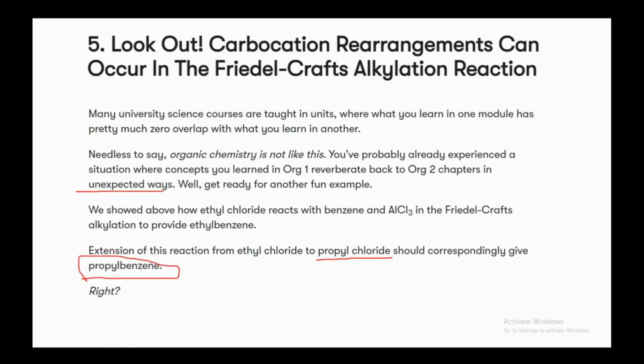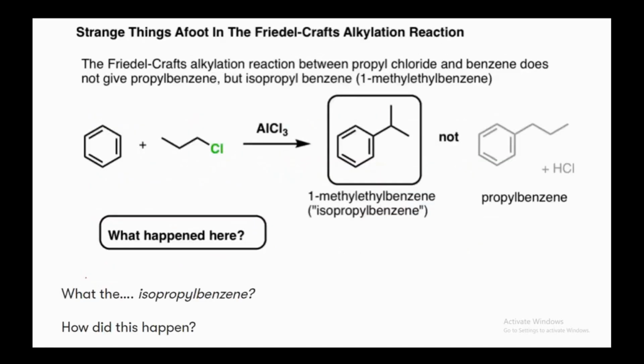Now let's look at that, and that will be a rearrangement. Now we should expect that propyl benzene should form when benzene reacts with propyl chloride in the presence of a Lewis acid, that is aluminum trichloride, but this product is not formed. This is formed. This is the rearranged product. Strange things afoot in the Friedel-Crafts alkylation reaction.